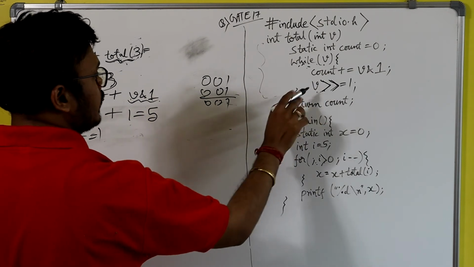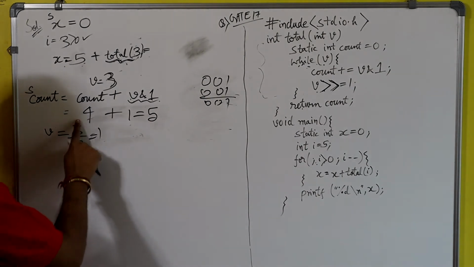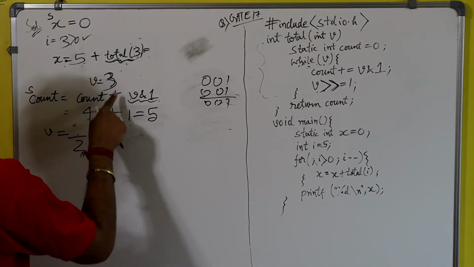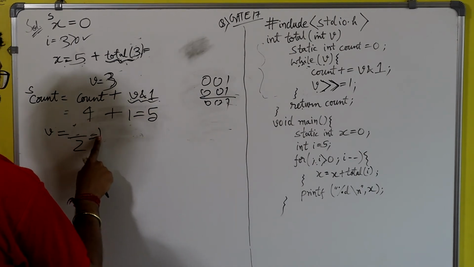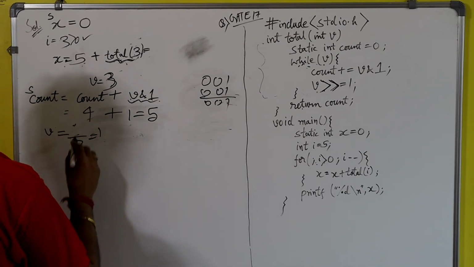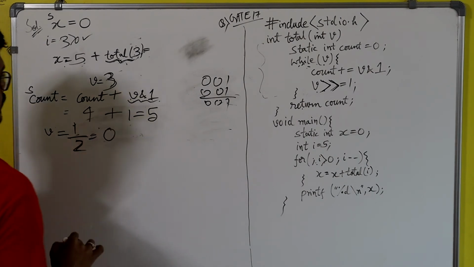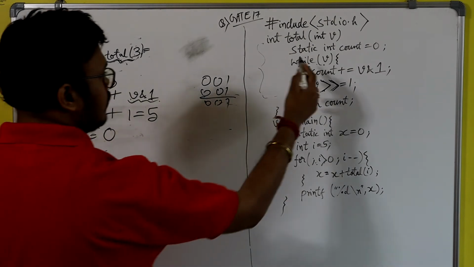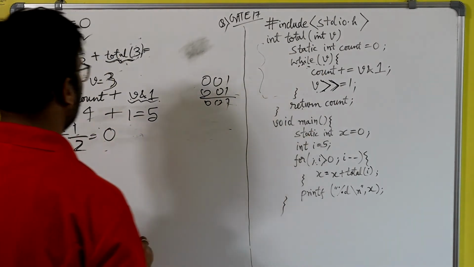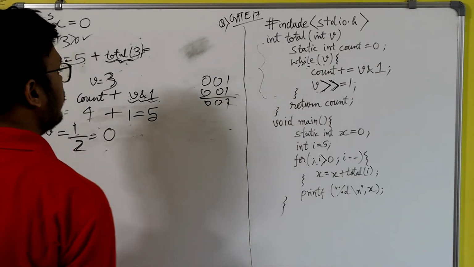So now this line will be executed. The value of v will be divided by 2. What is the value of v? Yes, the value of v was 1. So 1 will be divided by 2. 1 by 2 is 0. So now again, while 0 is a false statement. Okay. So now this loop will be broken and the value of count will be returned.